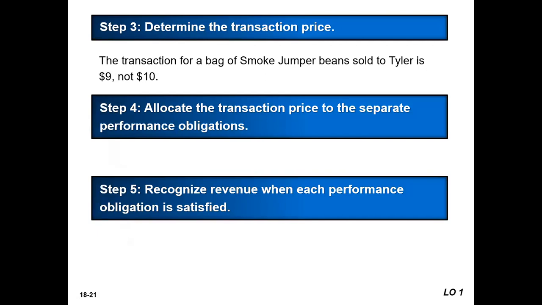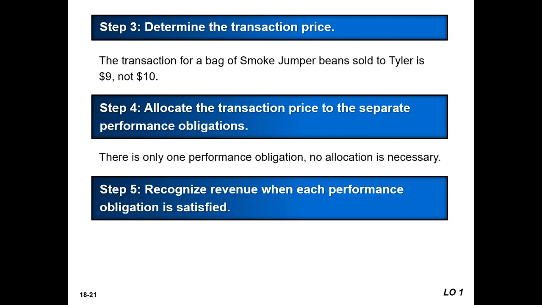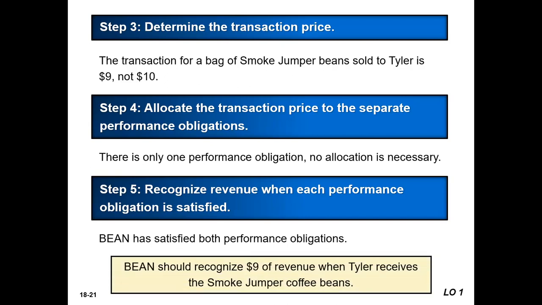So step 4, allocate the transaction price to the separate performance obligation. There's only one here, so no allocation is necessary. And step 5, BIN has satisfied the performance obligation. So in this example, BIN should recognize $9 only of revenue when Tyler receives the smoked jumper coffee beans.